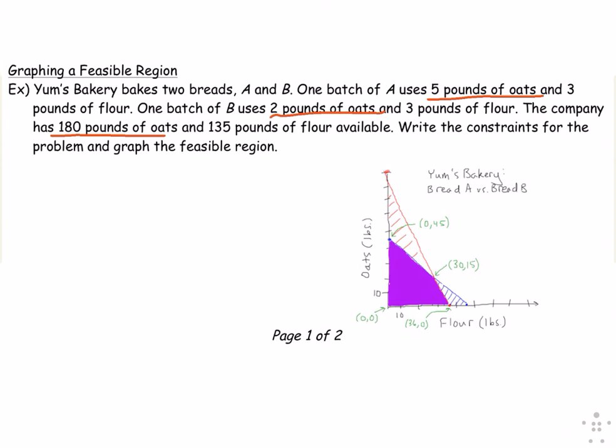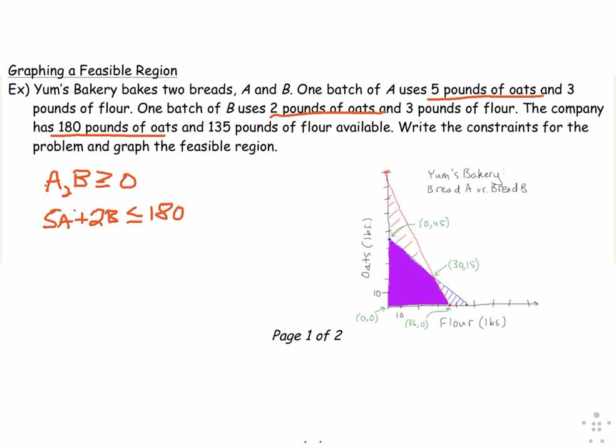So our first thing to mention here is because we can't go negative, we'll say that the amount of oats and flour is always going to be greater than or equal to 0. In a system of constraints, it is essential to restrict things to the first quadrant if that's relevant to the problem. Now let's dig into the oats. So I have 5 pounds from batch A plus 2 pounds from batch B. And we could use no more than 180 pounds.